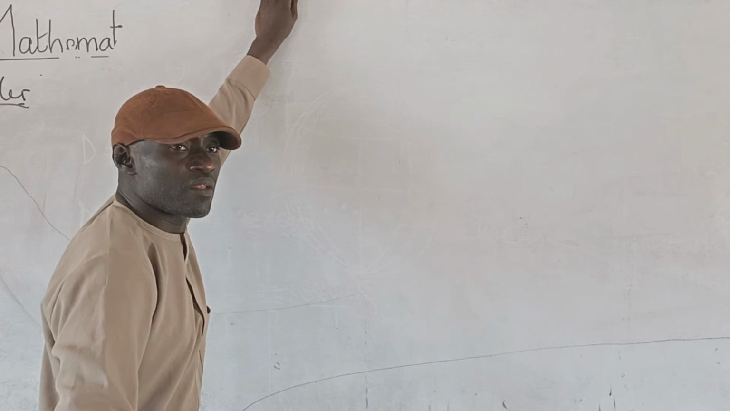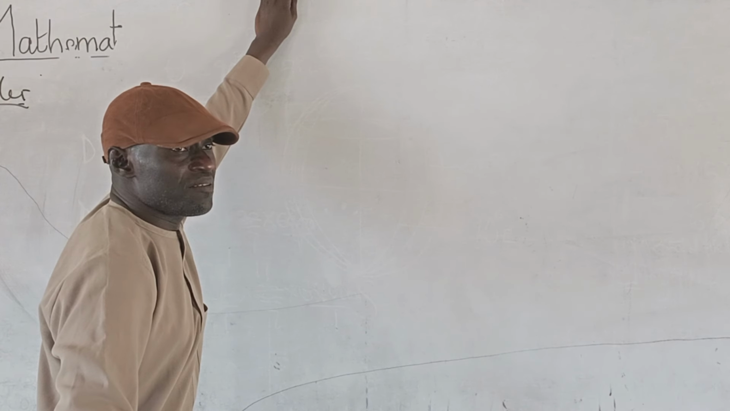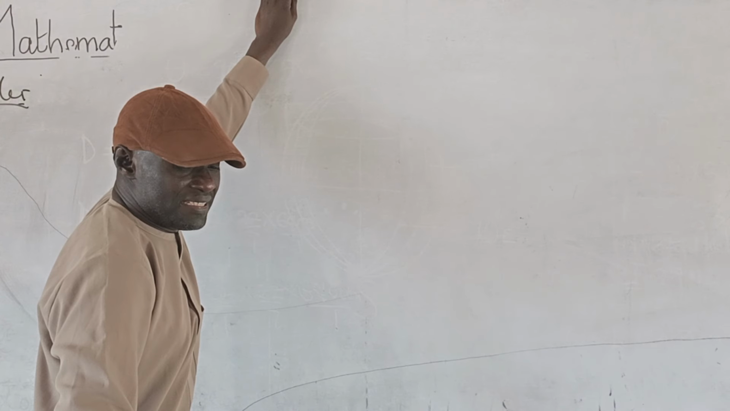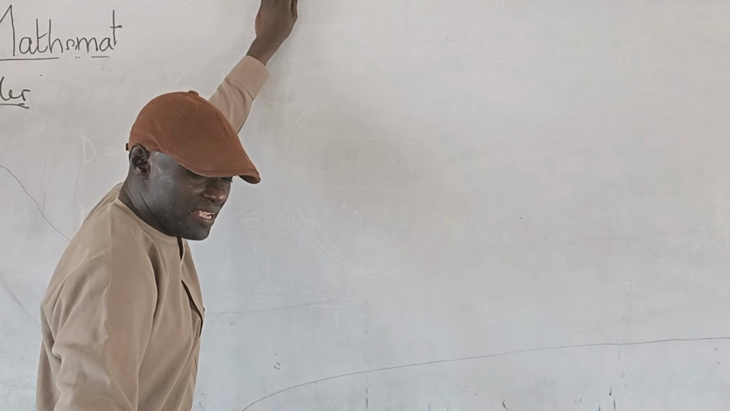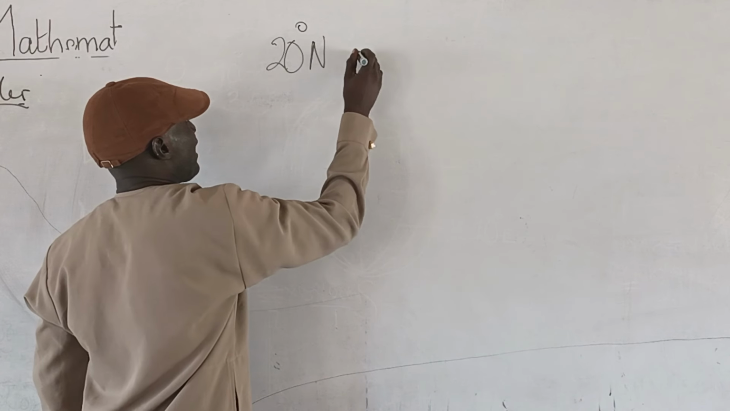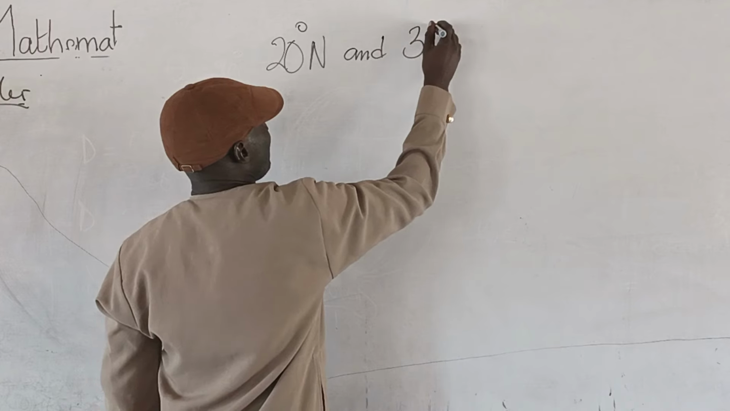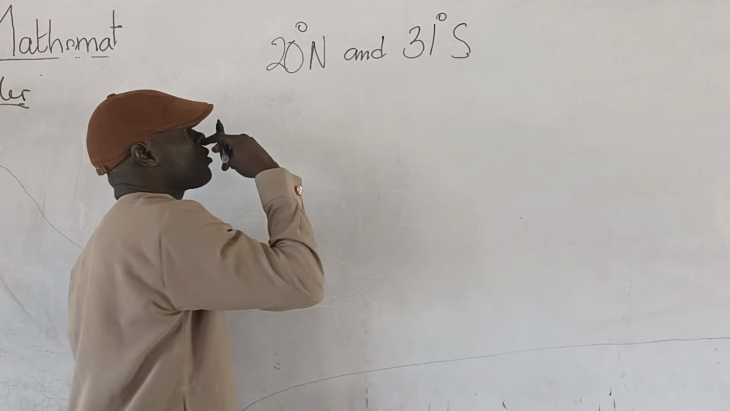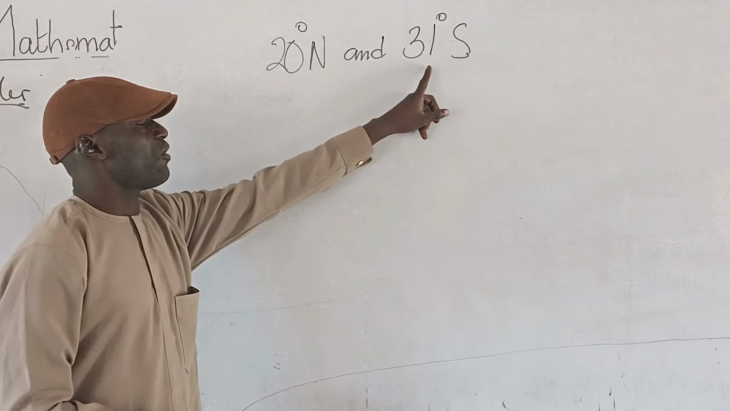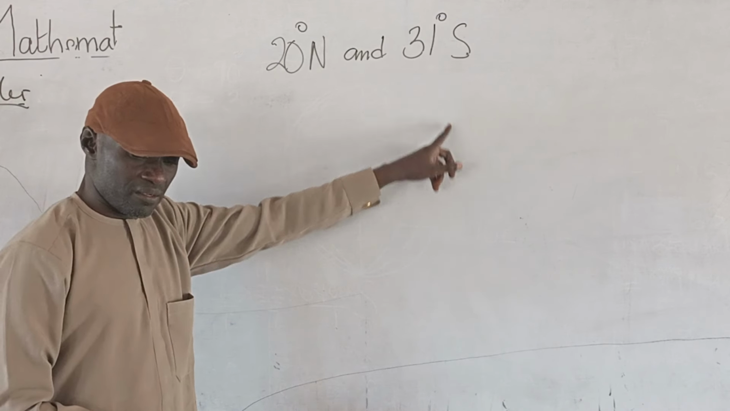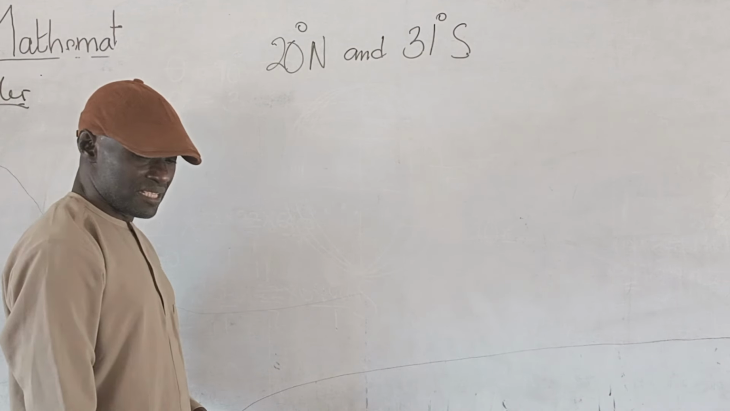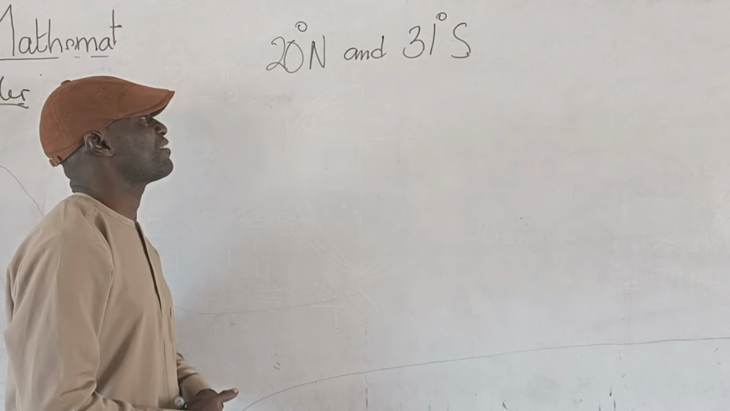I repeat myself. The question says two towns A and B have the same longitude and their latitudes are 20 degrees north and 31 degrees south. You can see through this direction we have them in different locations. We have one in the north and the other one in the south. The question says calculate the distance between them. We want to find the distance along the great circle of the two.